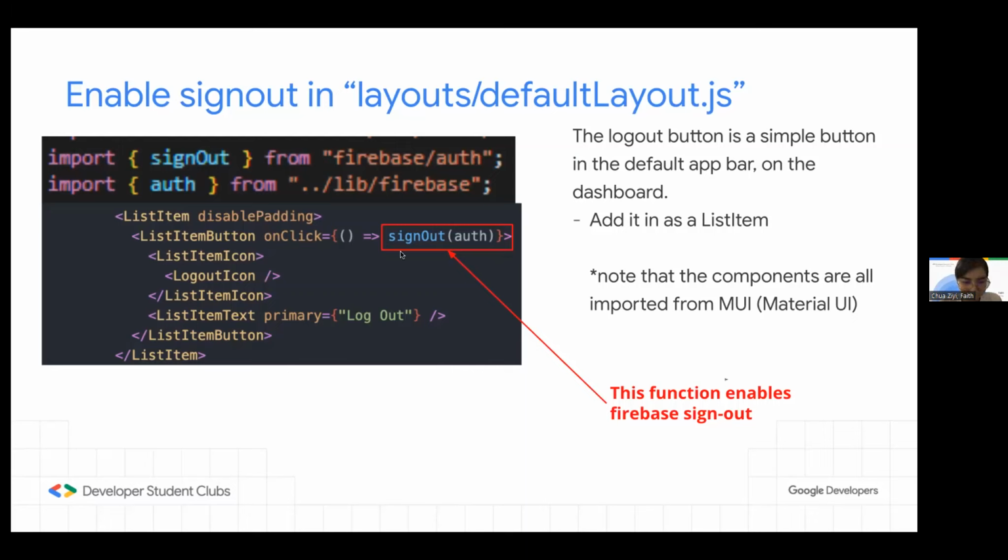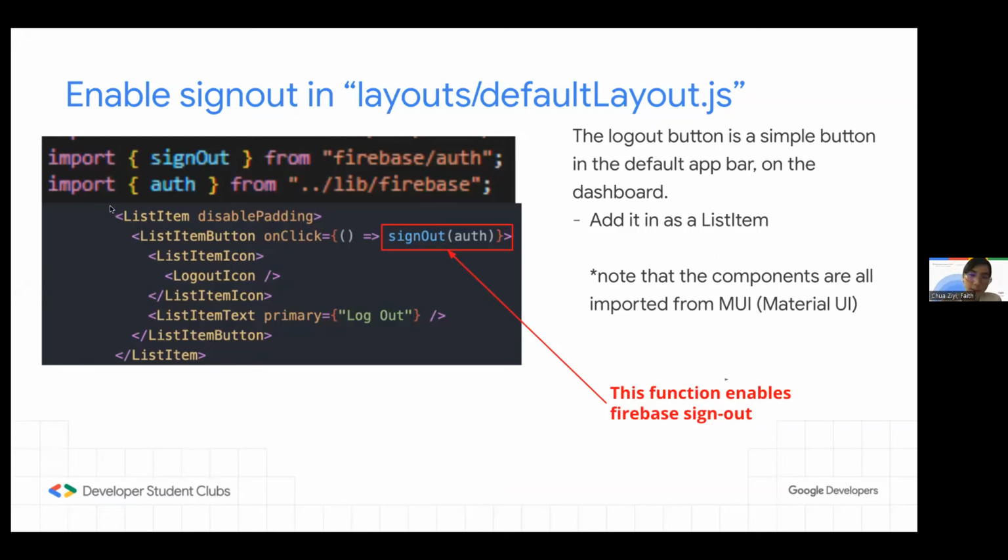What you need to do is just have a button and then call the sign out API. This is the Firebase function that enables you to sign out of whatever user is currently signed in. So this is quite straightforward. Feel free to put the sign out button anywhere you want.